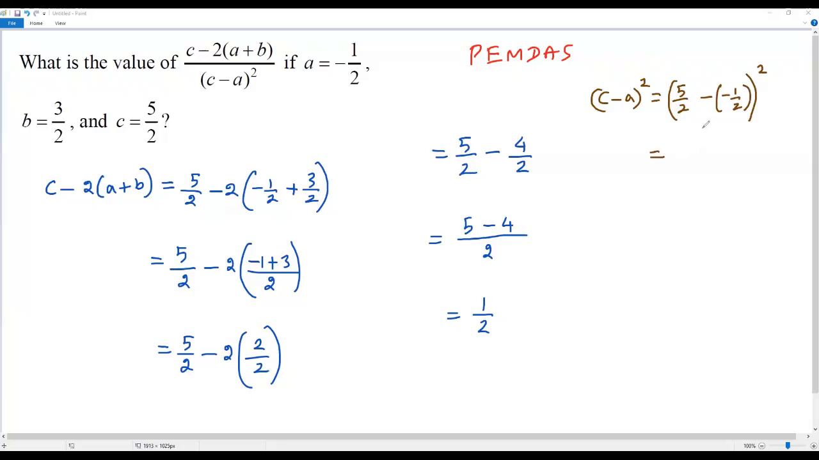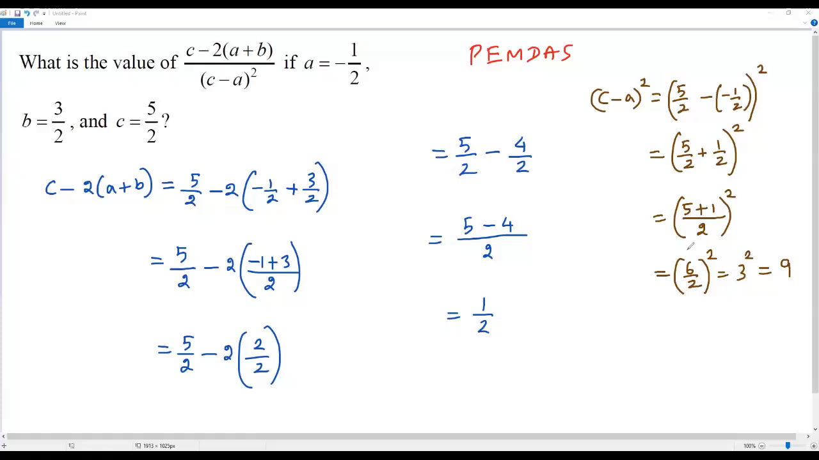If I follow PEMDAS, first I have to do the stuff inside the parentheses. So inside the parentheses, 5/2, and when I multiply negative and negative, it becomes positive 1/2, the whole square. Here we have addition of two fractions with the same denominator, so we can take the common denominator 2 and add the numerators 5 positive 1. 5 positive 1 is 6/2, the whole square. The evaluation of 6/2 is 3, and we have 3 square. The value of 3 square is 9. So the evaluation of the expression in the denominator is just 9.